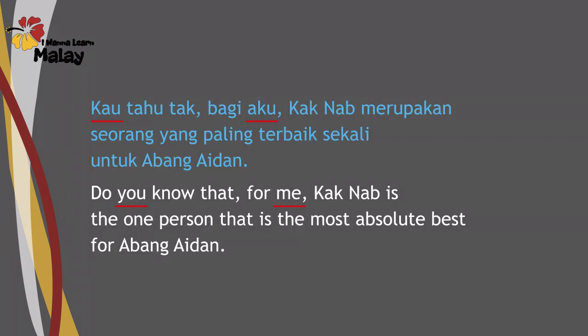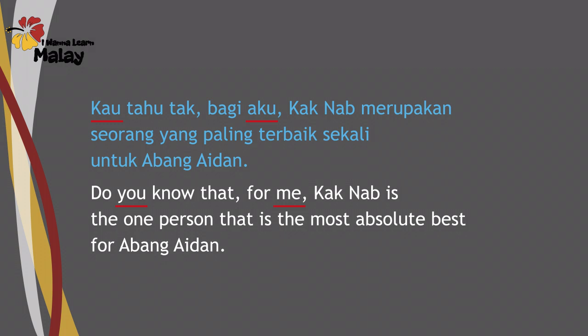So the conversation was between two friends, so that's why they are comfortable using aku kau. So what they are saying is, kau tahu tak, bagi aku, Kak Nap merupakan seorang yang paling terbaik sekali untuk Abang Aidan. So we'll try to make the English version for these videos as close to what is being said. So for this one, what they're saying is, do you know that for me, Kak Nap is the one person that is the most absolute best for Abang Aidan.